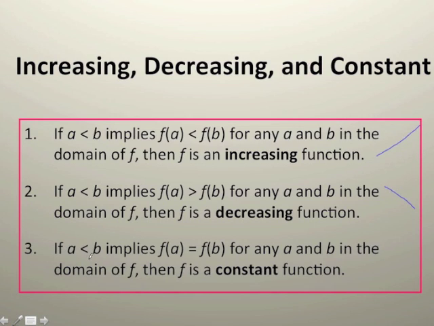If a is less than b implies that f of a equals f of b, then it's a constant function and it goes straight across. That's a constant function. It stays flat.